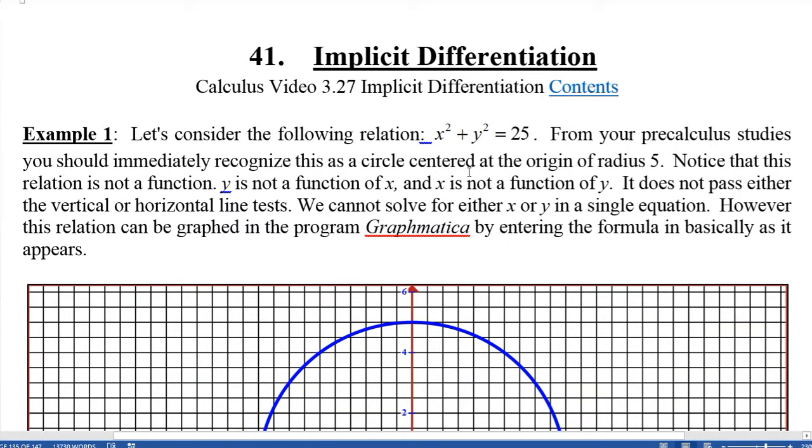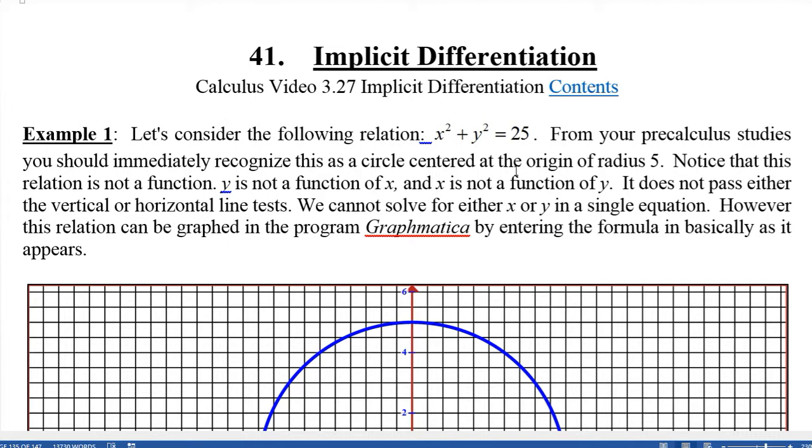In this video, we're going to be talking about implicit differentiation. So this is the last section in this series of videos talking about how we can come up with derivative shortcut formulas. So let's start by considering this example. Let's take the relation x squared plus y squared equals 25.